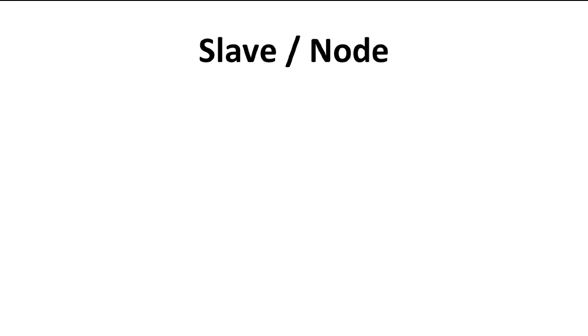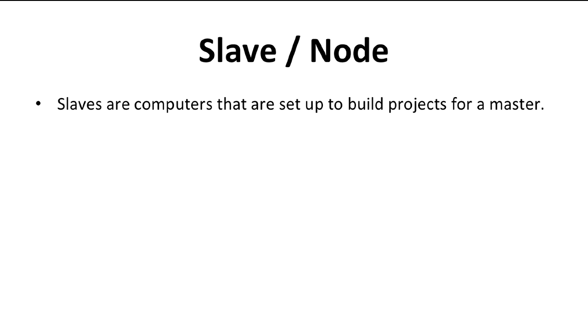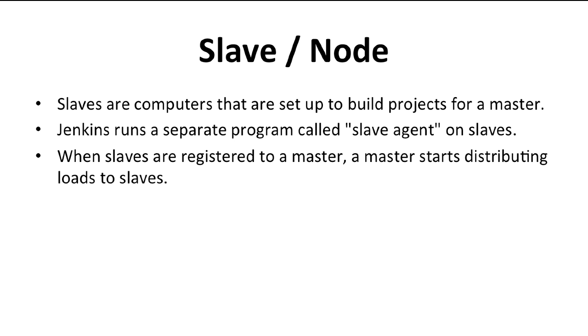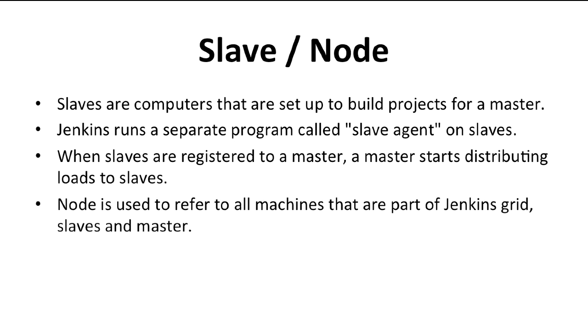Slave or node. Slaves are computers that are set up to build projects for a master. Jenkins runs a separate program called slave agent on slaves. When slaves are registered to a master, the master starts distributing loads to slaves. Node is used to refer to all machines that are part of Jenkins grid, slaves, and master.